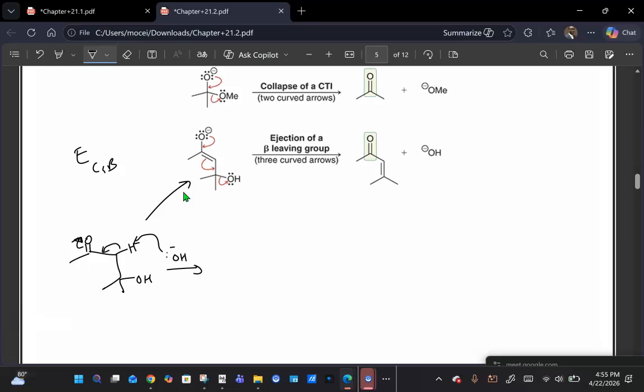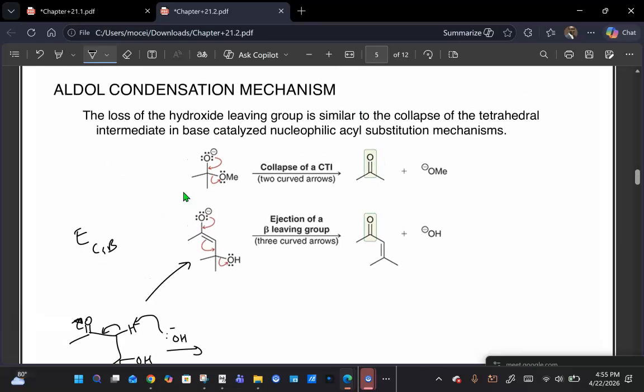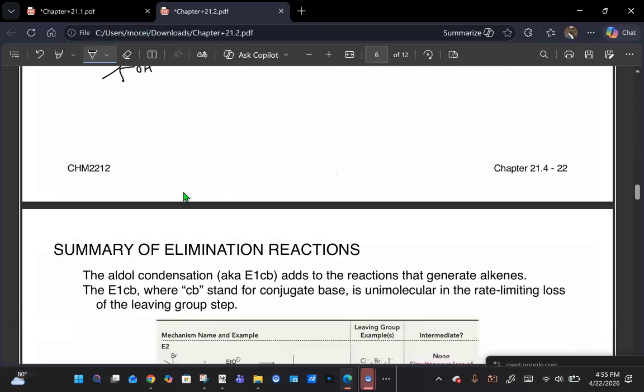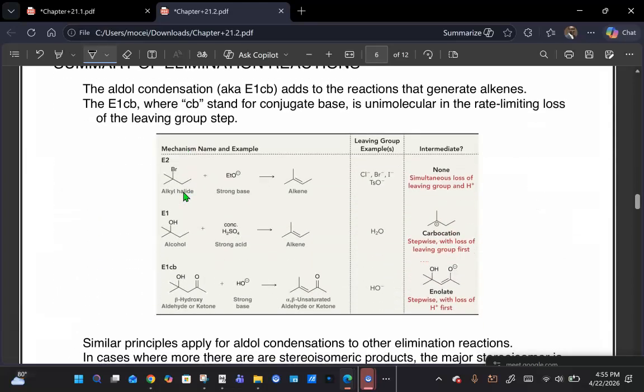No problem. So this is another way that I was telling you to get an alpha beta unsaturated carbonyl that you can use in another reaction called Michael reaction. So this leaving group is usually a poor leaving group, but in basic conditions and heat, it will leave. This is just a review of what you learned before. Here it's an E2, here it's an E1, and this is what I would have called E1CB, but they are doing it their own way. It's not bad at all.